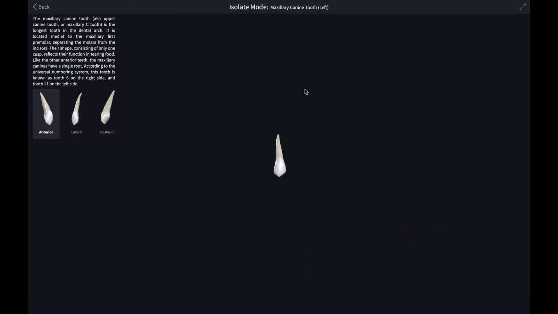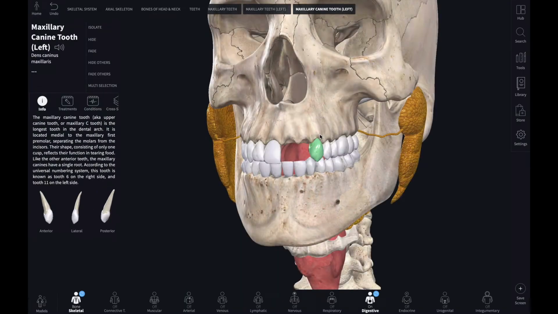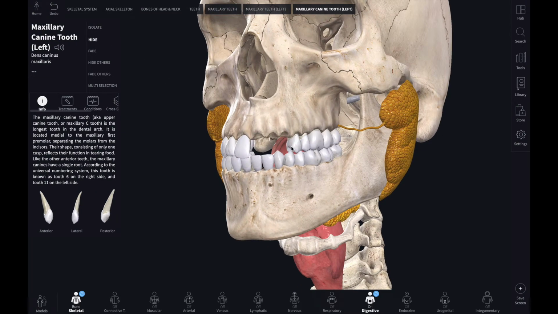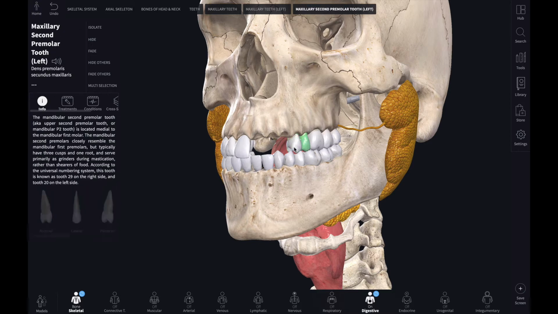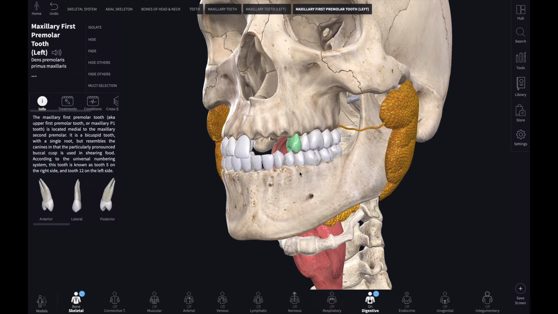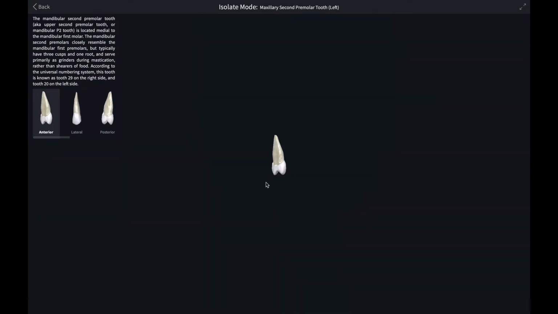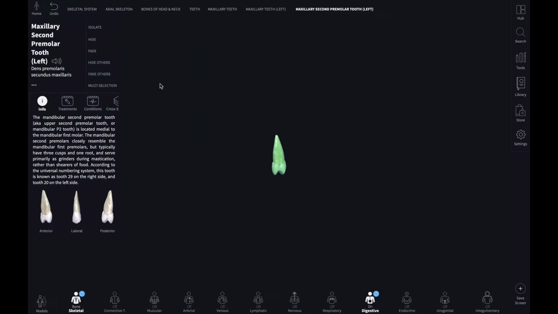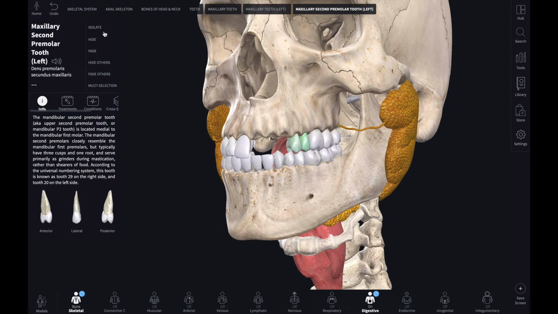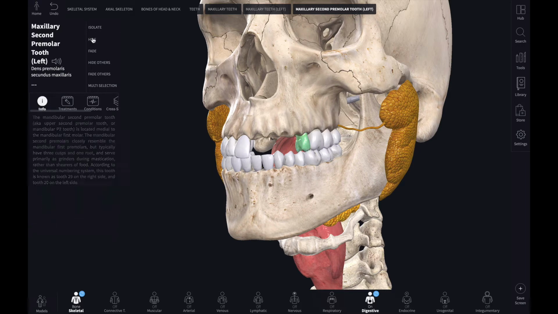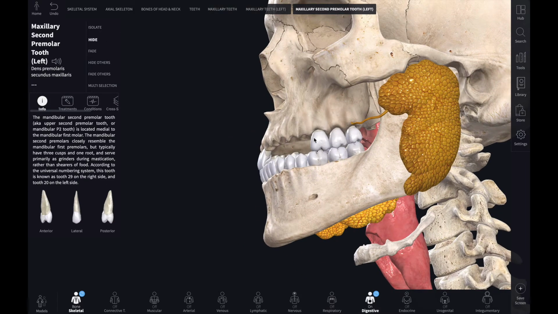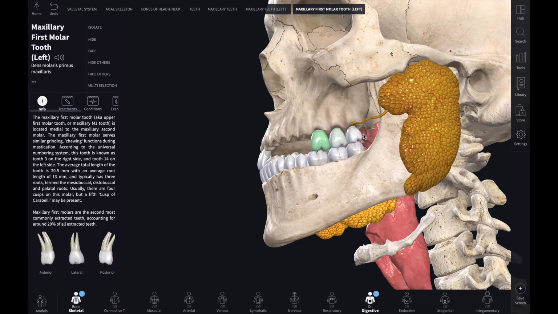This is also just inserted into the maxilla bone. Next you have two premolars, the first premolar and the second premolar. The first premolar has two roots, whereas the second premolar has only one root. Then there are three molar teeth. These are the main teeth for grinding.